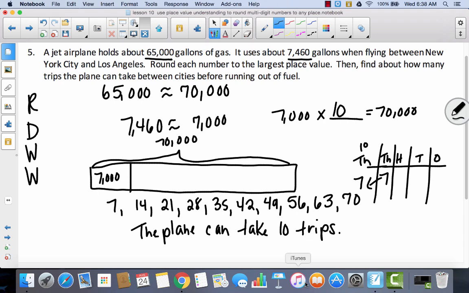And like if you're talking about gas or fuel, notice that this number rounded up, but this number rounded down. So you would have to be really careful here because if I were flying that airplane, I might not be able to make a whole total 10 trips. This is just an estimate where you can take about 10 trips. Okay, so sometimes it does matter what you're estimating to.